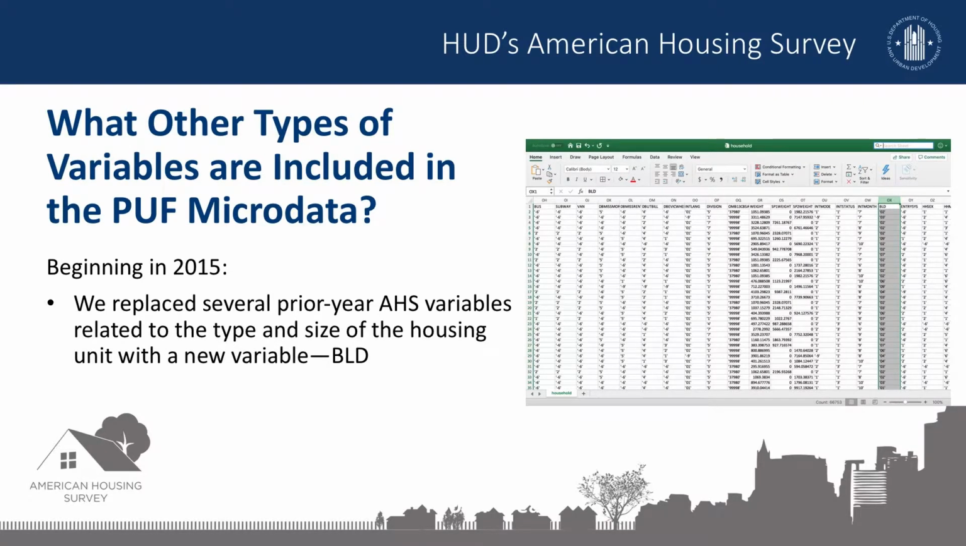Many of the PUF variables represent the same or similar concepts as in past years. However, since the 2015 AHS includes an entirely new sample, HUD and Census took the opportunity to change variable names to make them more user-friendly and to bring them in line with other surveys, most notably the American Community Survey, or the ACS. For example, we've replaced several prior year AHS variables related to the type and size of the housing unit with a new variable, BLD. This variable corresponds to the ACS variable BLD.